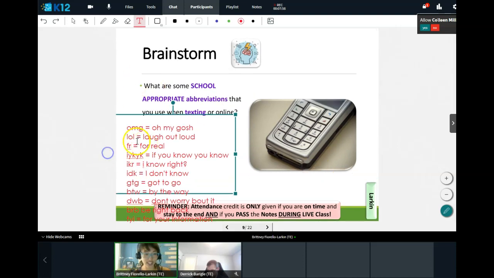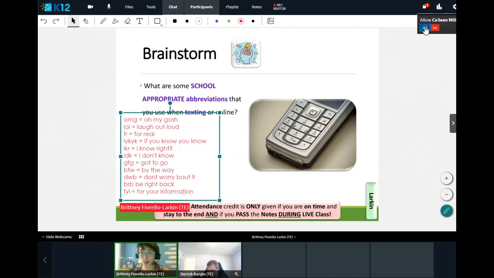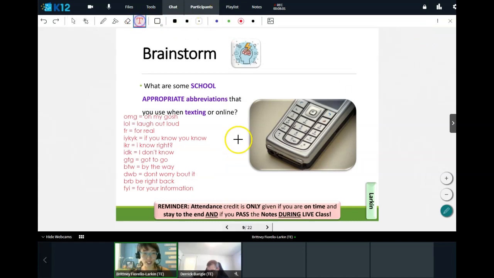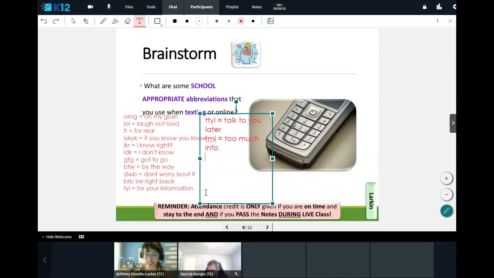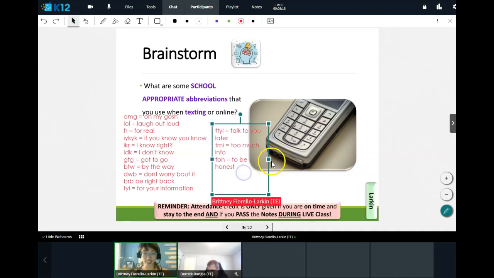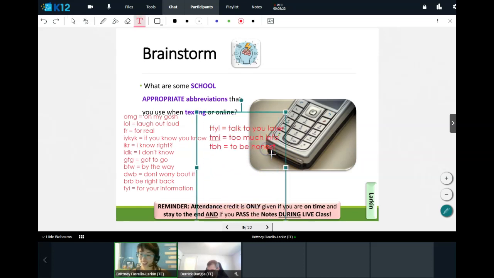Any other ones that you can think of? That's a lot of them. I think you all are the most prolific of our classes so far. TTYL, talk to you later. TMI, too much info. TBH, to be honest. Yes. Any other ones that you can think of? I know most of these, so I'm glad I'm not too far behind y'all. Oh, yes, /S for sarcastic. I know that one. Serious.